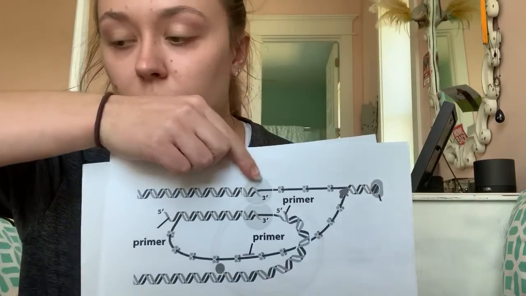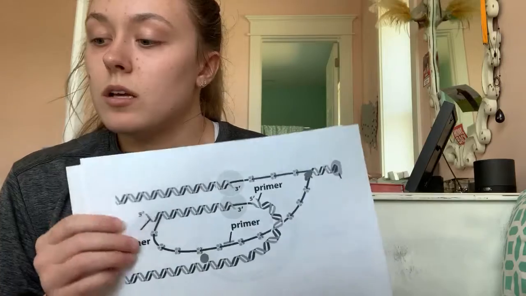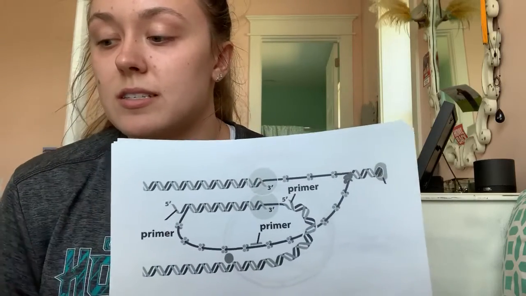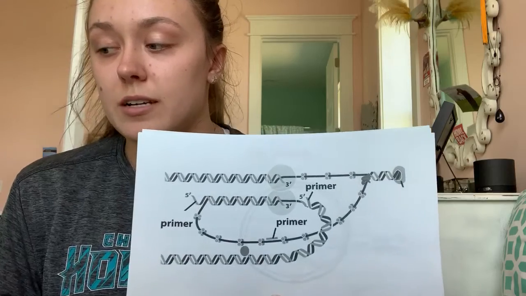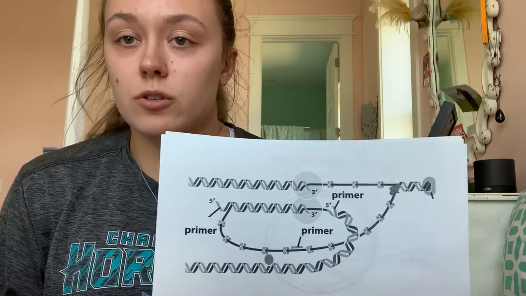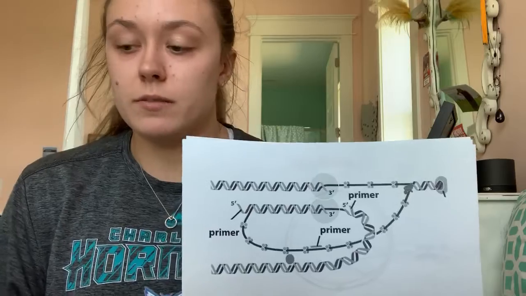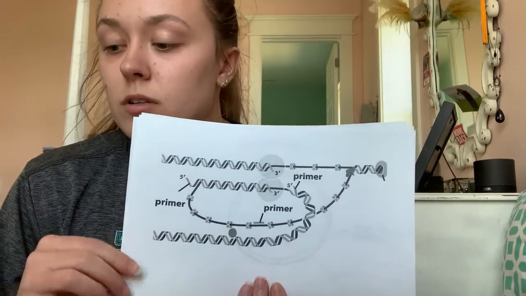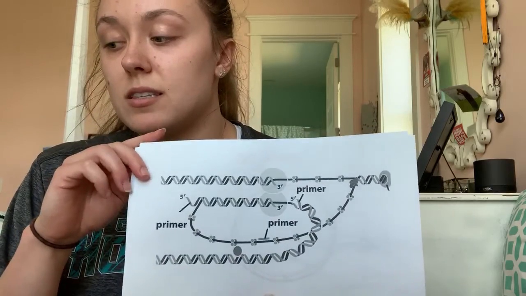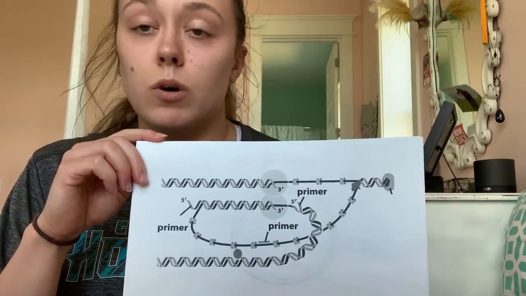Next is the DNA polymerase 3, this big circle right here. It attaches to the primer and synthesizes DNA to the 3' end. DNA polymerases add nucleotides from the 5' end to the 3' end, always. While these nucleotides are being laid down, phosphodiester bonds connect the added nucleotides to what was already laid down.